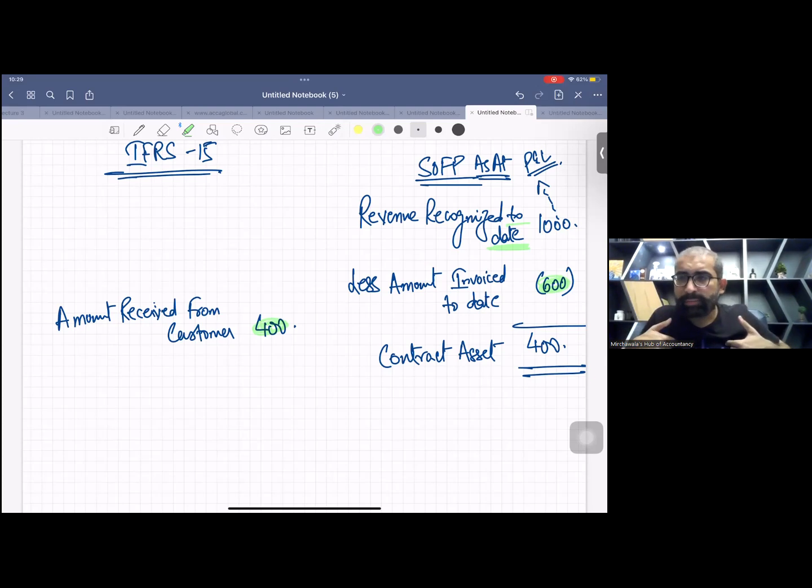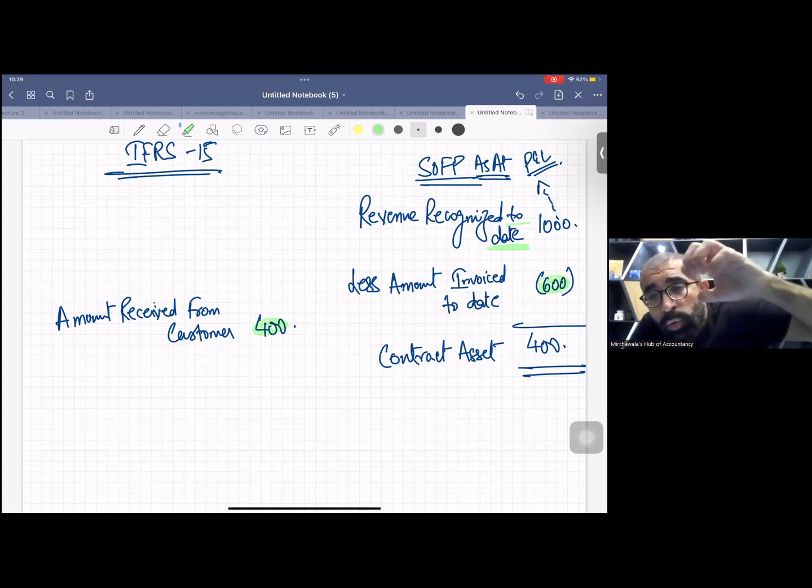Like, if I'm giving construction service, and I have sent my customer the invoice of 600, the customer won't pay me the complete 600. The customer will hold some amount, and that is called retention receivable, or sometimes in the construction industry it is called retention money.